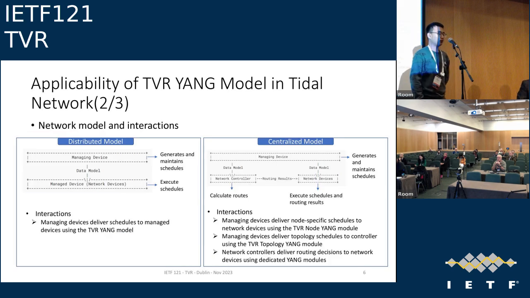Okay, based on the two scenarios in the previous page, we analyze the interactions between different devices. In the first scenario, we call it a distributed model. It includes a managing device which is responsible for generating schedules and delivering the data models to the managed devices, and the managed device just needs to execute the schedules. For the second scenario, we call it a centralized model. In the centralized model, there is also a managing device which does similar work, and we also have a network controller which is responsible for the routing calculation, and a network device which executes the routing result and schedules. Okay, next page.